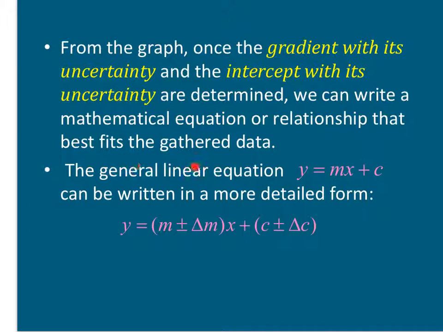The general linear equation y equal to mx plus c, as you are all familiar, can be written in a more detailed form as below, like this. So instead of writing m for gradient, you write m plus or minus its uncertainty. Instead of writing c for intercept, you write c plus or minus its uncertainty. Y is still y, x is still x.